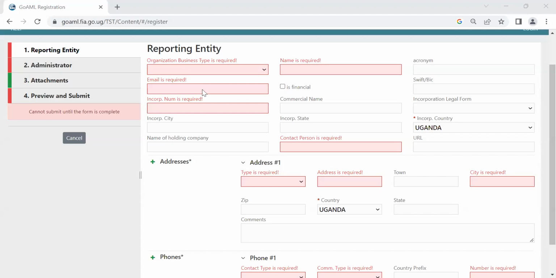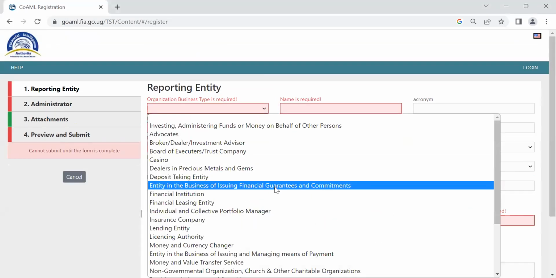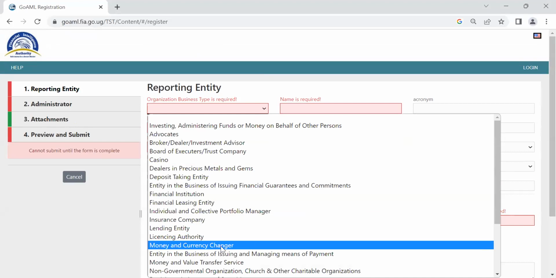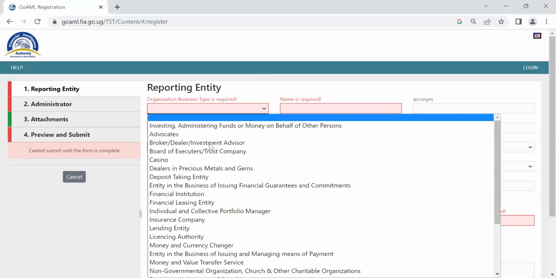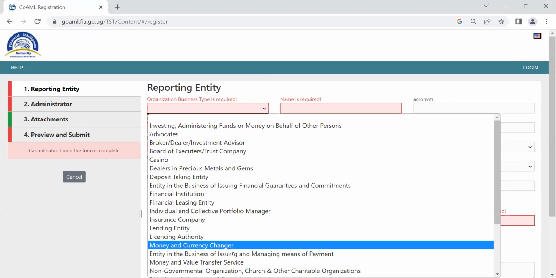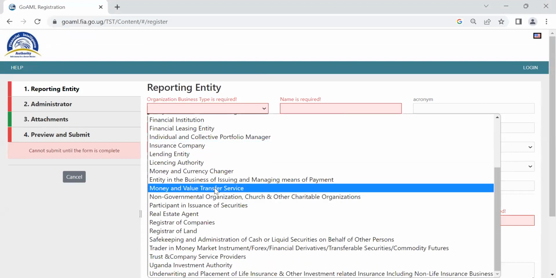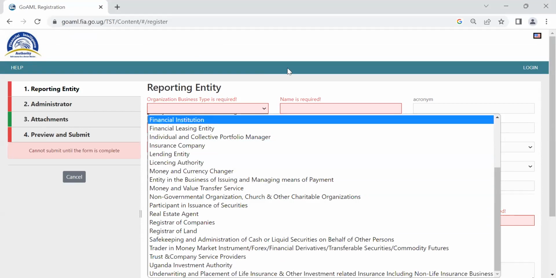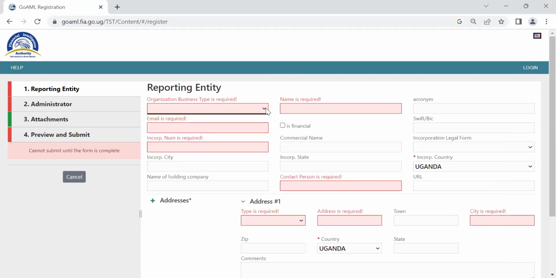All right. So the organization type, I think, is money and currency changer. And then, one other thing, I know some of you operate 2 licenses, one for Forex and another for money remittance. So for those who have 2 types of licenses, you're going to have to register twice. You register first as a money and currency changer. And then the other is, I think, money and value transfer service. So you'll be required to register 2 times.